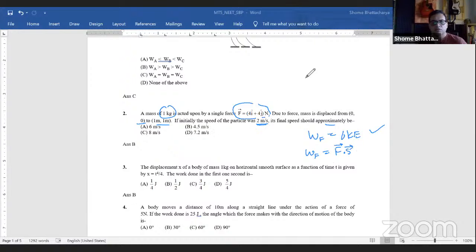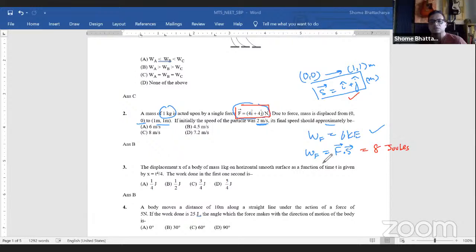Okay, so the particle is going from this point to this point. So the displacement vector will be this much in meters. Okay. So now you have this displacement vector and you have this force vector. You have to calculate their dot product. Okay, so as you can see, it will be 8 joules. That is the work done. So 8 joules should be the kinetic energy.